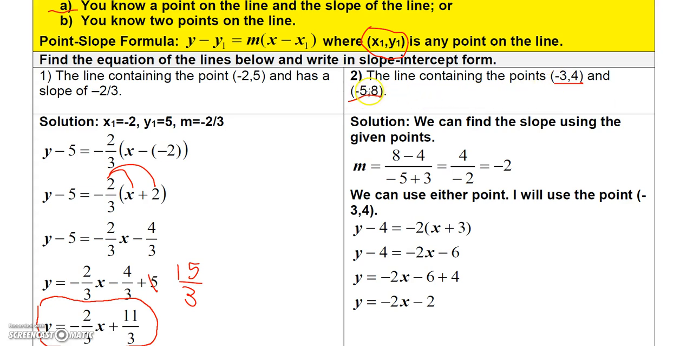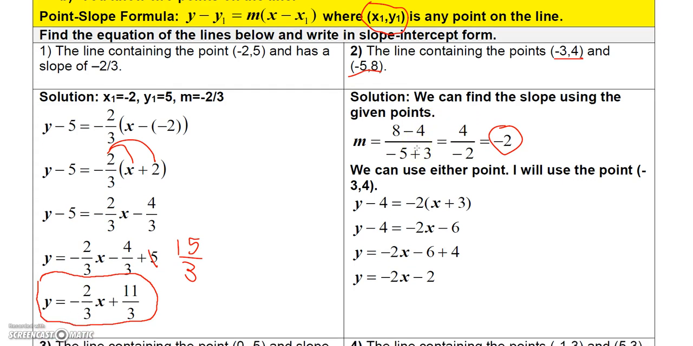I did that in my head because I know that if I take -5 minus -3, well, -5 minus a negative would be -5 plus. So -5 minus -3 is -5 plus 3. Therefore the numerator 8 minus 4 is 4, and the denominator -5 plus 3 is -2. So 4 over -2 would be the slope, and 4 divided by -2 is -2.